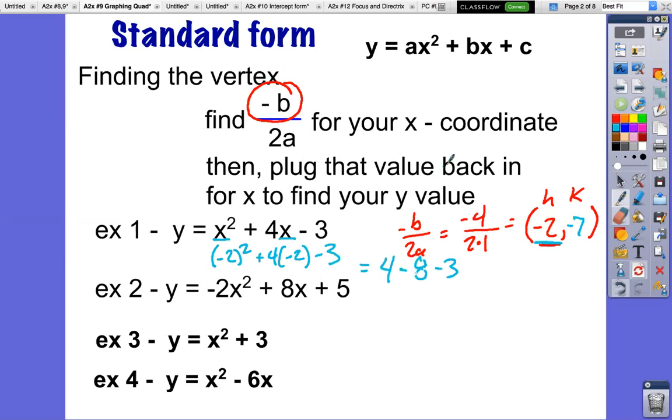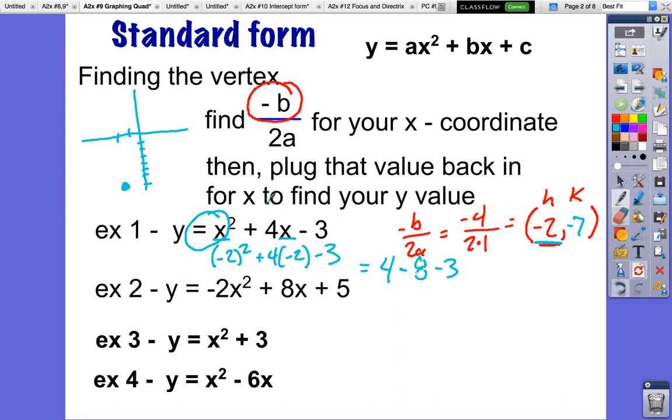Now, just to give you kind of a precursor of the entire lesson, once you find your vertex at -2, -7, your X is -2, your Y is -1, 2, 3, 4, 5, 6, 7. That's a vertex. And I want you guys to kind of picture what this looks like. What was your A value again? Your A value in example 1 was what? 1. So does this open up or does it open down? Up. Why did you say up? Because it's a positive value.